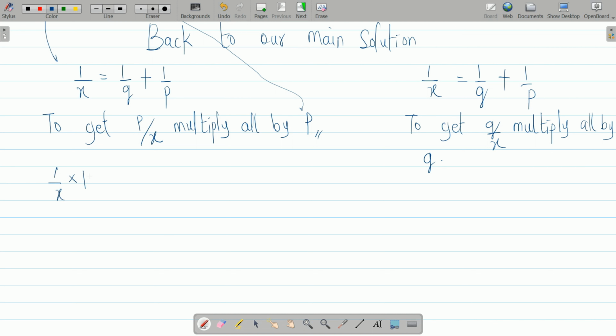1 over x times p, 1 over q times p, and lastly 1 over p times p. 1 over x times p becomes p over x. 1 over q times p becomes p over q. And lastly 1 over p times p becomes p over p.